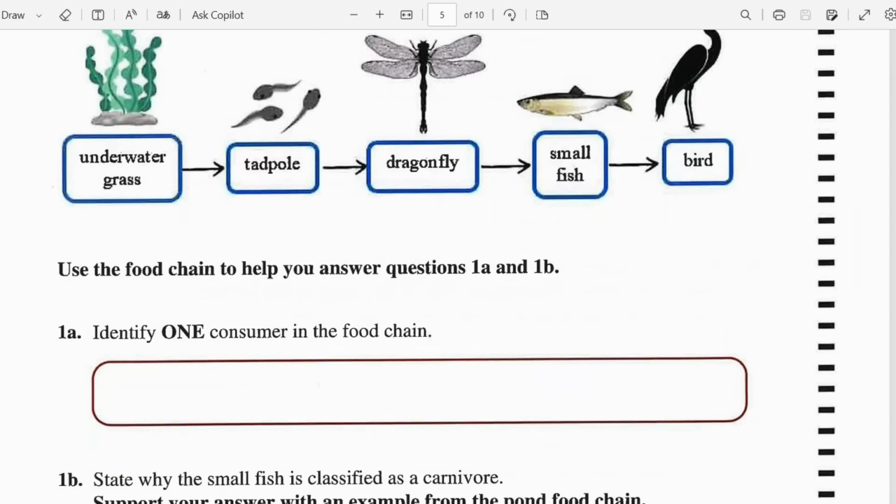So use the food chain to help you to answer question 1A and 1B. Identify one consumer in the food chain. Now a consumer is any animal that eats another organism. So anyone could be a consumer. I'm just going to choose tadpole. But all the other organisms in the food chain other than the underwater grass are consumers.